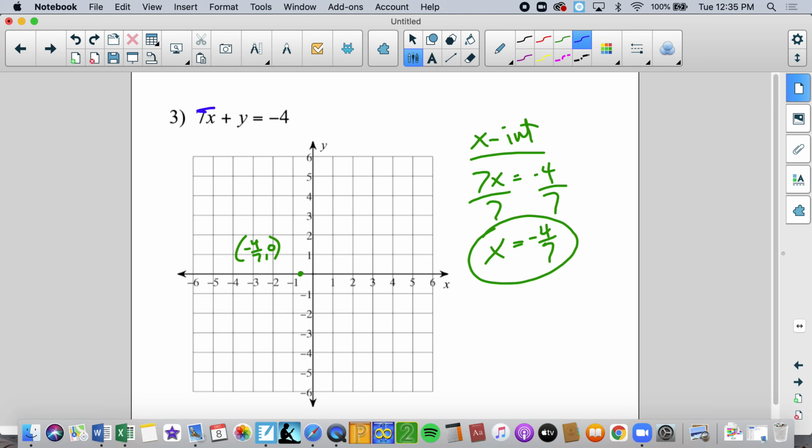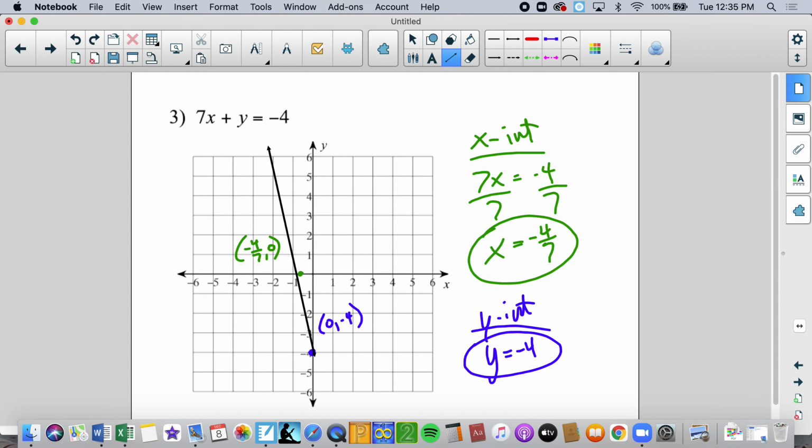Now let's go to my y-intercept. Cover up, we get y equals negative 4. And I don't have to do any work. That actually tells me that my y-intercept is there. So that is 0, negative 4. I got my 2 points. I'm going to do my line, connect those 2 points, and make sure that they are going through those points, and that would be my equation.